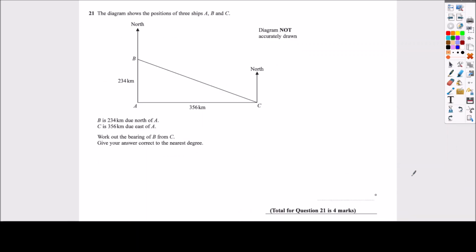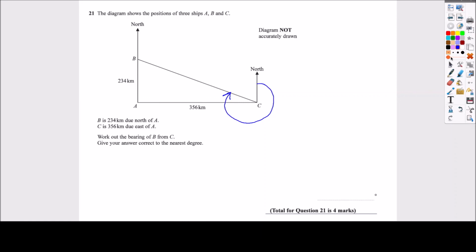Question 21. We're being asked to work out the bearing of B from C. So the first thing to do is to identify the angle we need. We need this angle here. That is the bearing of B from C. And a bearing is always measured from north, and it is always measured clockwise.